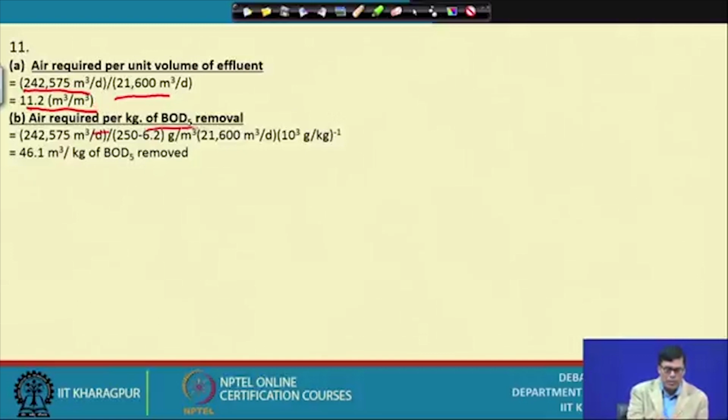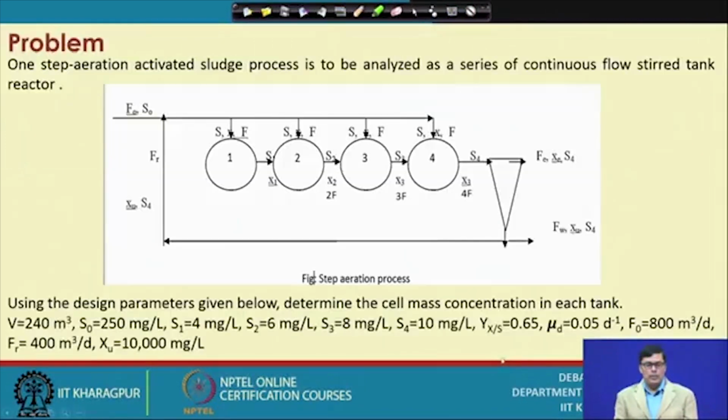The air requirement per kg of BOD removal, that also we can calculate very easily. If you know the amount of air requirement and the amount of BOD that is to be removed, then we can find out for per kg of BOD removal how much air is required. So, this is considered as the process design. By process design we basically mean that for operation of the process, whatever parameters we have to monitor are to be estimated. That is called process design.